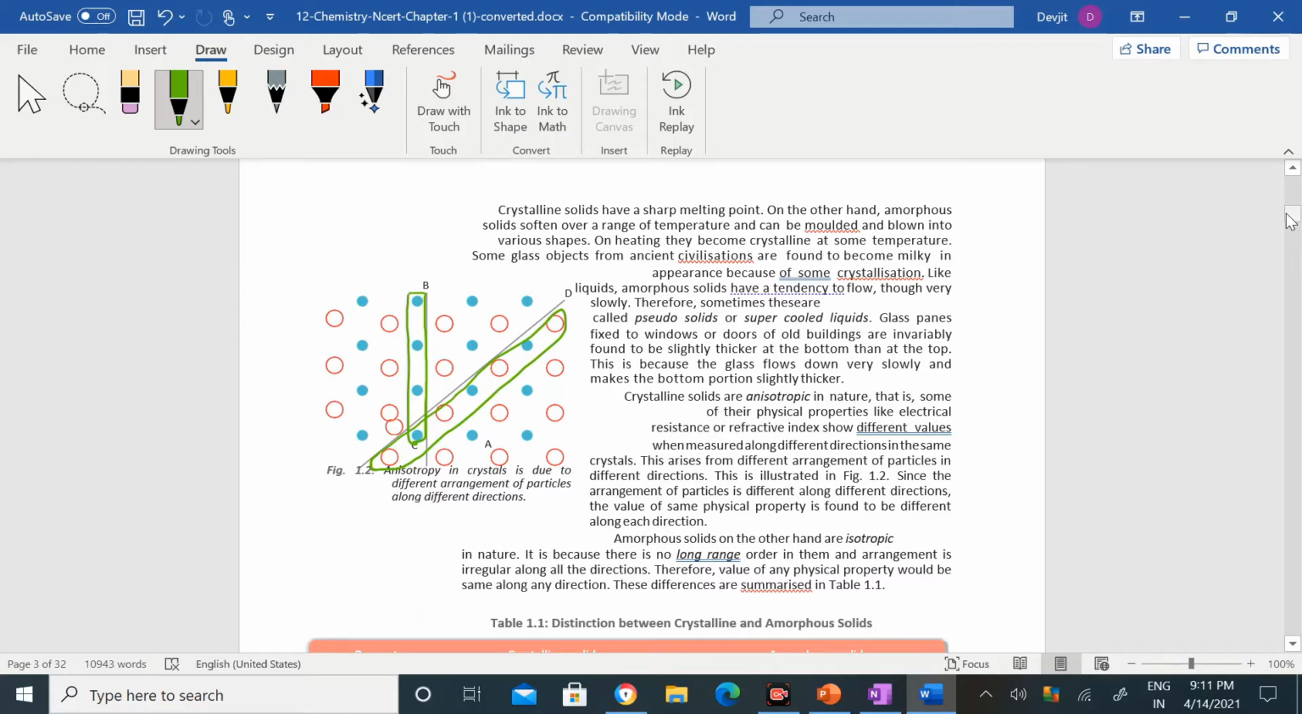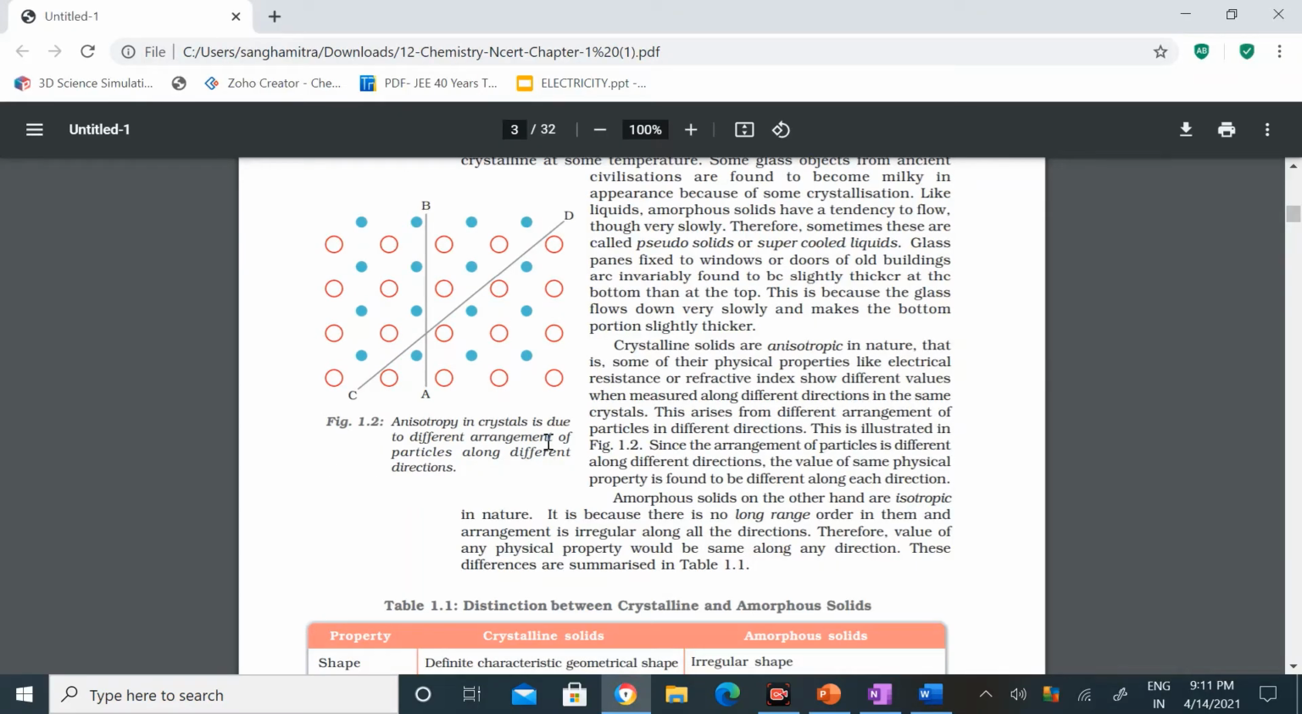Because property depends on what? Property depends on the way atoms are arranged. If I go vertically, I will get only a similar type of arrangement. But when I am going diagonally, the arrangement completely changes. So this property is known as anisotropic property.